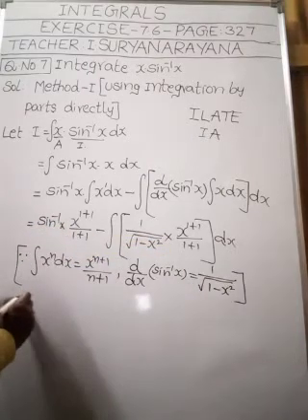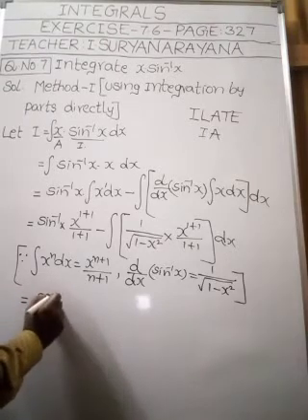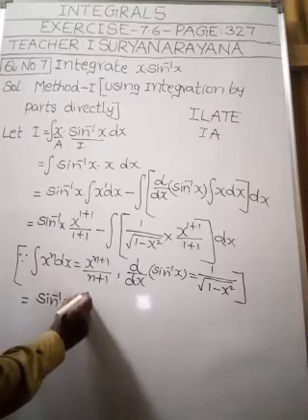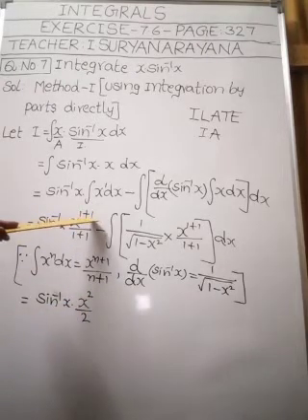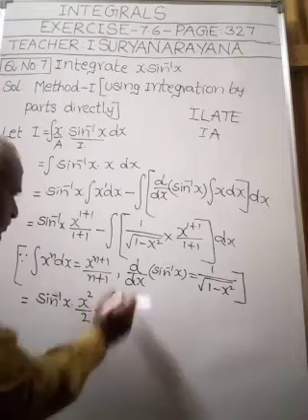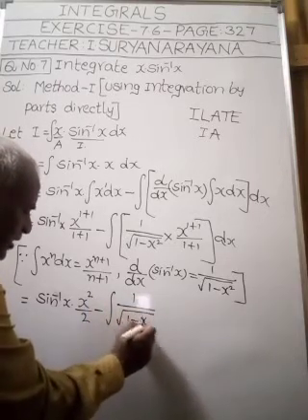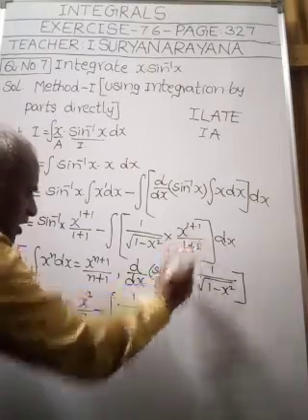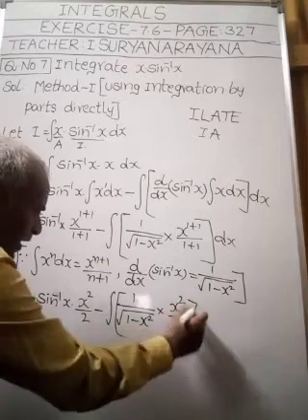Right. This is equal to sine inverse x, then what will you get here? x to the power of 1 plus 1, that is x square by 2. Understood this part? Right. Minus integral 1 by root of 1 minus x square into what we get here? Here also we get x square by 2, whole dx.